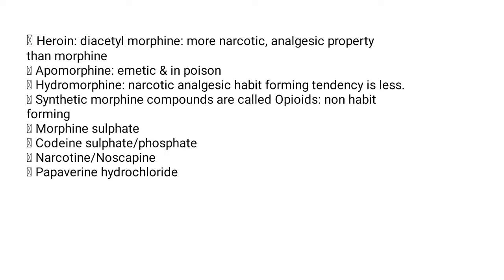Heroin, diacetylmorphine, has more narcotic analgesic property than morphine. Apomorphine, emetic and used in poisoning. Hydromorphone, narcotic analgesic, habit forming tendency is less. Synthetic morphine compounds are called opioids, non habit forming. Preparations: morphine sulfate, codeine sulfate, phosphate, narcotine or noscapine, papaverine hydrochloride.